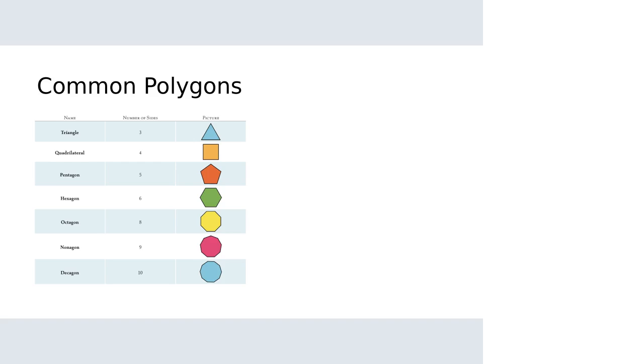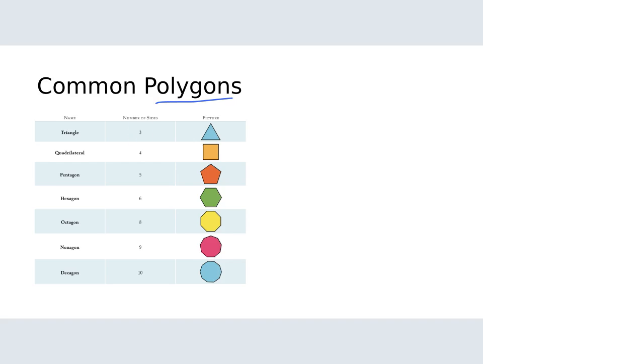Now let's talk geometry. Finally, geometry. Common polygons. You are probably familiar with a lot of the polygons in this list. I just want you to be aware that there are certain polygons. A polygon is a multi-sided figure. There are certain polygons, and they have names that go with them.